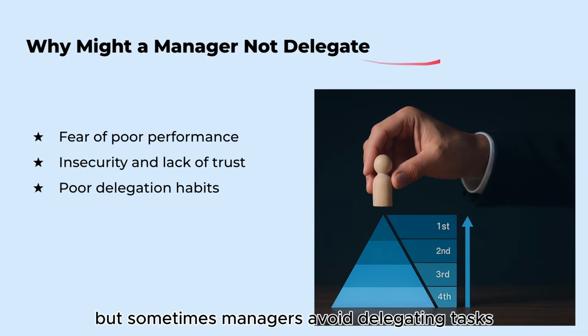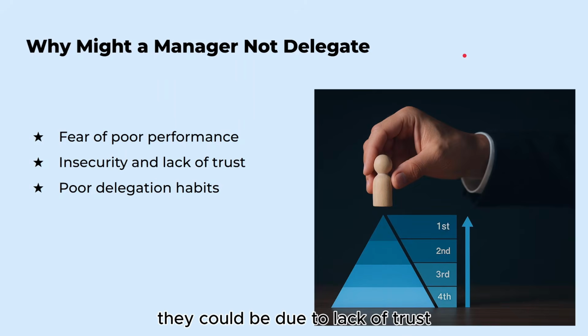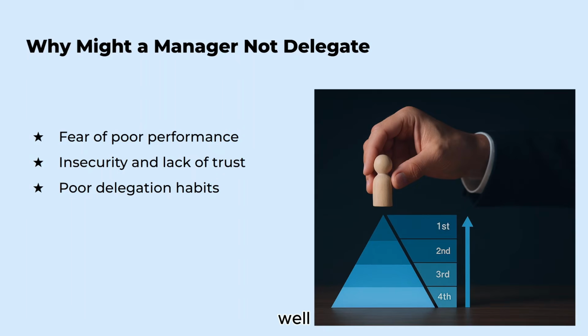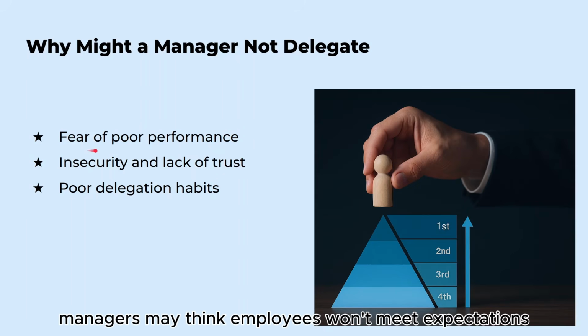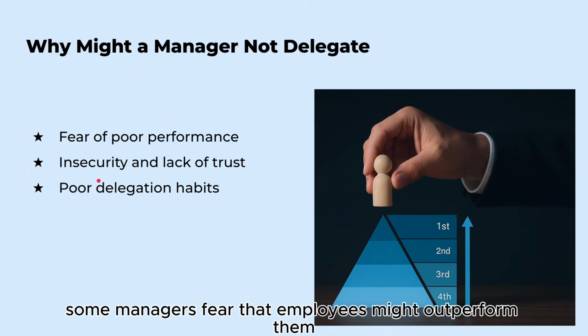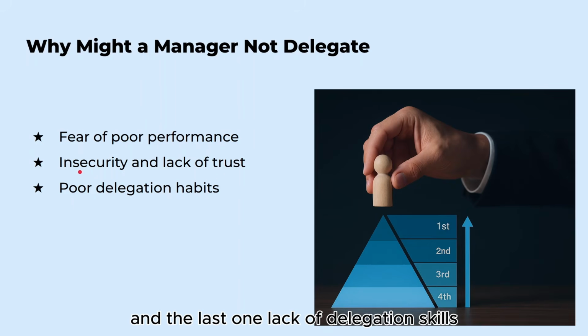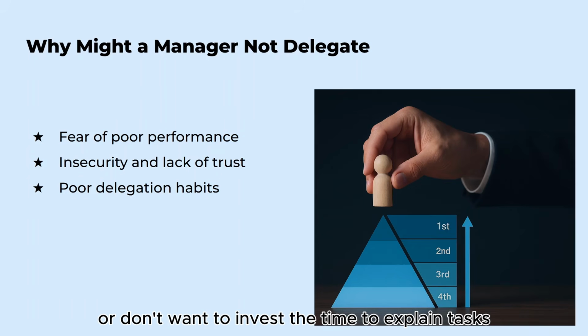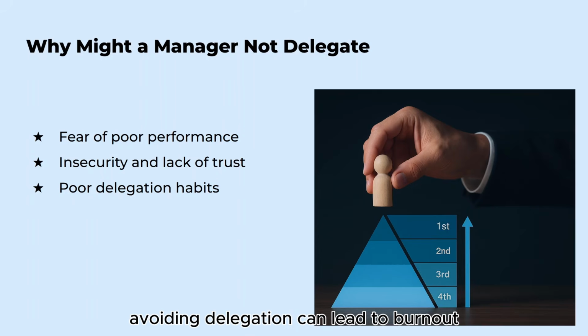But sometimes managers avoid delegating tasks. They could be doing so due to lack of trust, fear of losing control, or concern that the employee won't perform the task well. Managers may think employees won't meet expectations, and also sometimes they feel insecurity. Some managers fear that employees might outperform them. And the last one, lack of delegation skills. Some managers don't know how to delegate effectively or don't want to invest the time to explain tasks. Avoiding delegation can lead to burnout and prevent the team from growing.